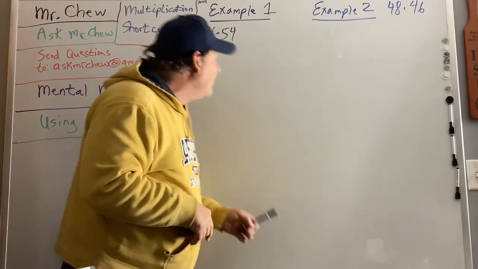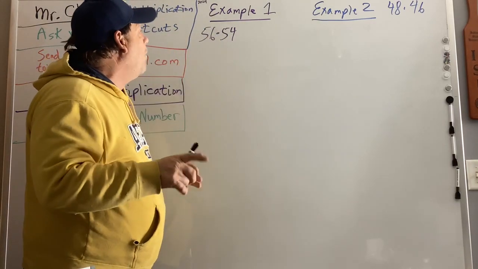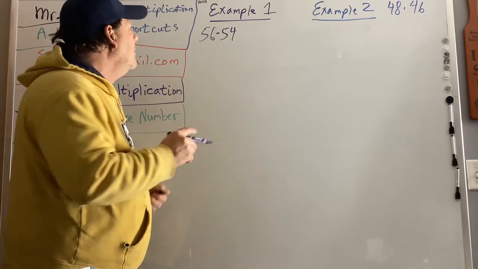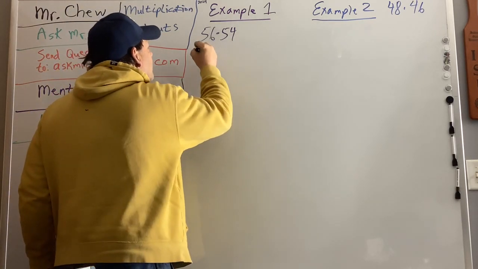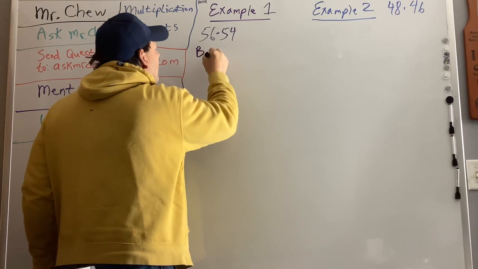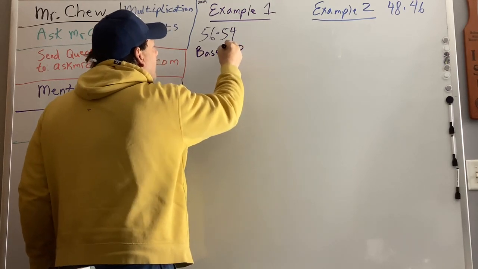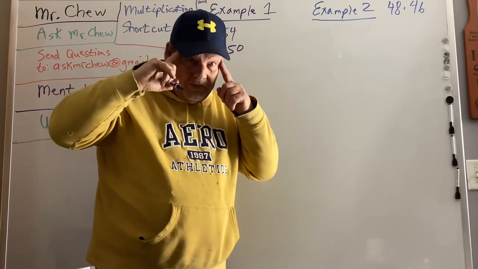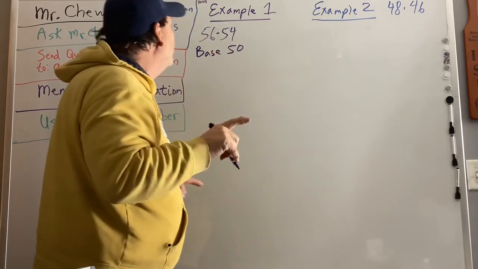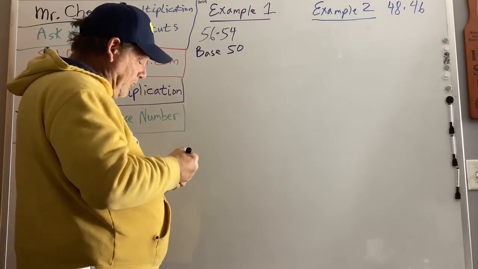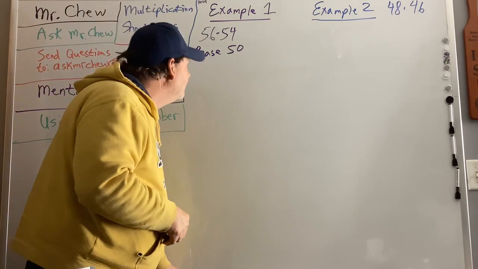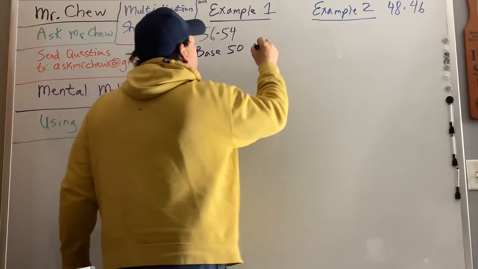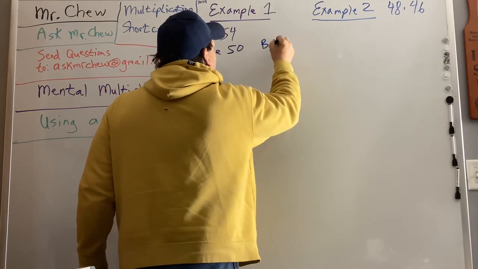So anytime I'm looking at this, I need to decide what base I want to use. So in 56 times 54, I can use a base of 50 because they're both close to 50, and I might be able to do it mentally. That's the whole point here. I could also use a base of 60. So we're going to do it both ways.